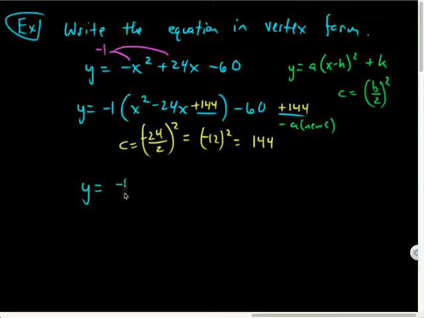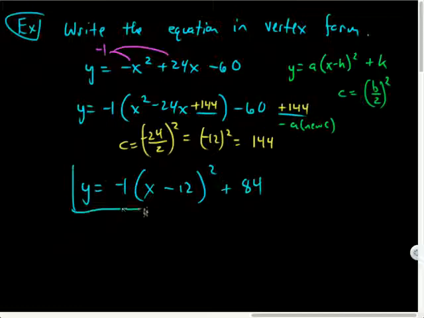So let's see, y equals negative 1. What is this fast factor going to become? X minus 12, right? I can just steal that number right there. So all of our completing the square skills are coming back. And negative 60 plus 144, I believe that's positive 84.